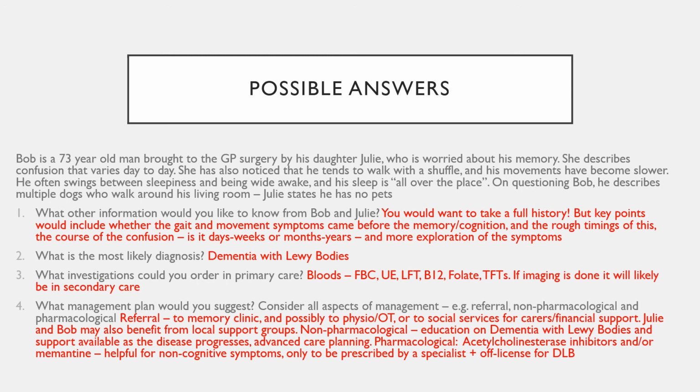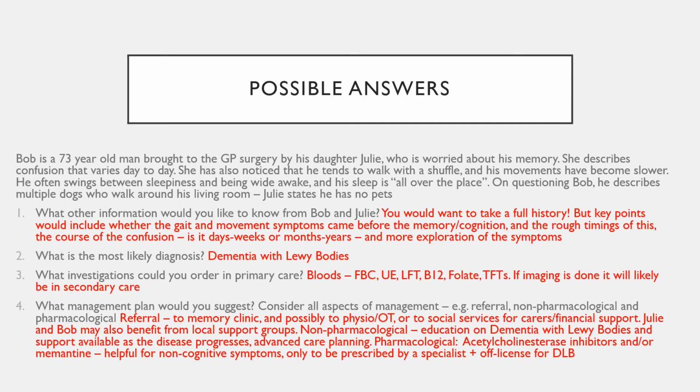And then in terms of management, in terms of referral, you would likely refer Bob to memory clinic. And then other referrals you could consider include physio and OT to look at how he's managing at home and if any adaptations need to be made. You might refer to social services for consideration of a package of care if he needs that, or for financial support or carer's allowance for Julie. You might think about referring them to local support groups such as that by the Alzheimer's Society.